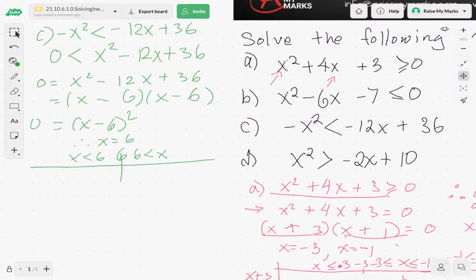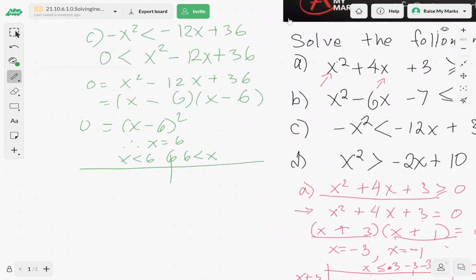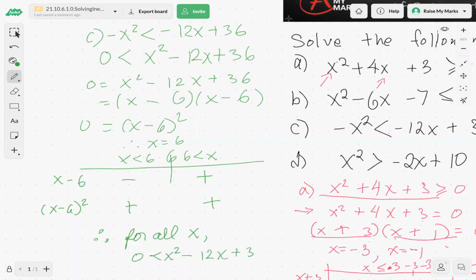So let's consider one factor. Actually, this is quite interesting. It's x minus 6. So it's negative when x is less than 6, positive when x is greater than 6. However, we're just looking at the square. So anything squared is positive. So therefore, for all x, our inequality is satisfied, or x element of the real numbers. That was a fun one.